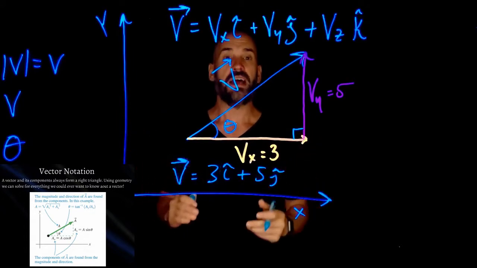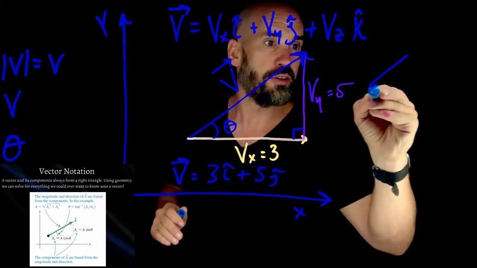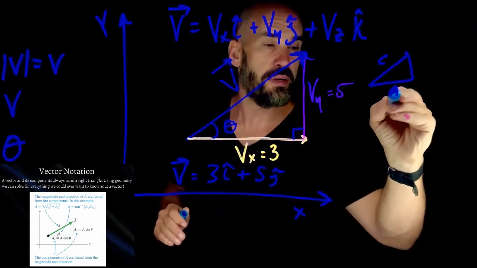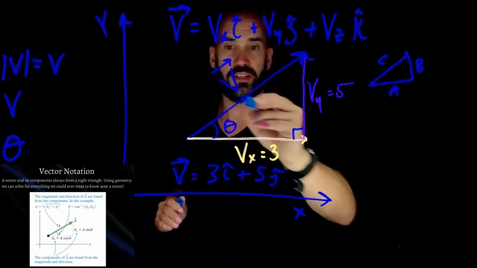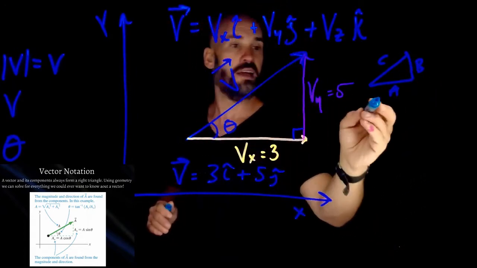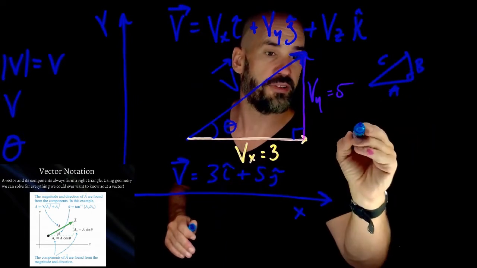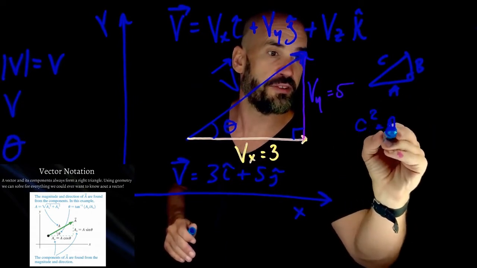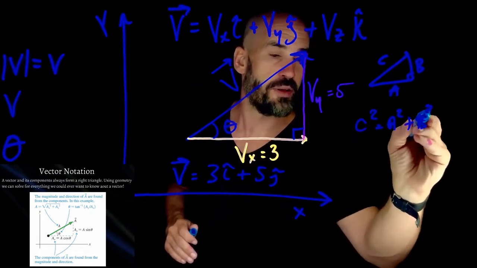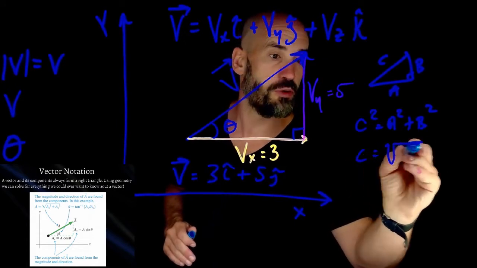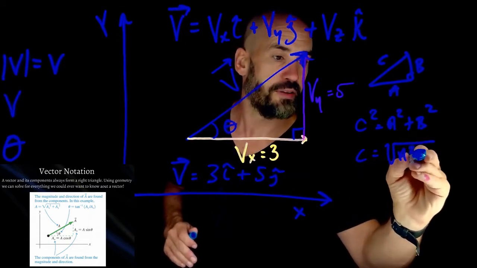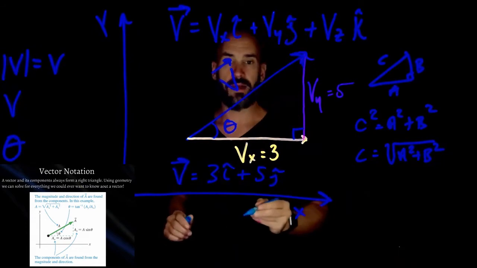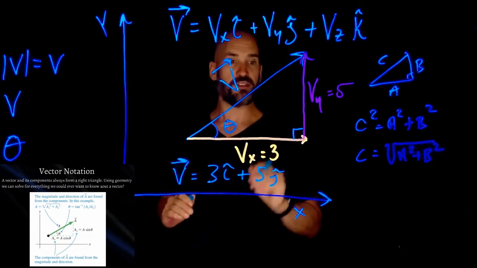So for example, if we have a right triangle that's C, A, and B, how do we find the hypotenuse? In other words, the magnitude, right? Well, the hypotenuse is always just C squared equals A squared plus B squared. So the magnitude of the hypotenuse is just the square root of A squared plus B squared. Okay? Piece of cake, super, super easy.